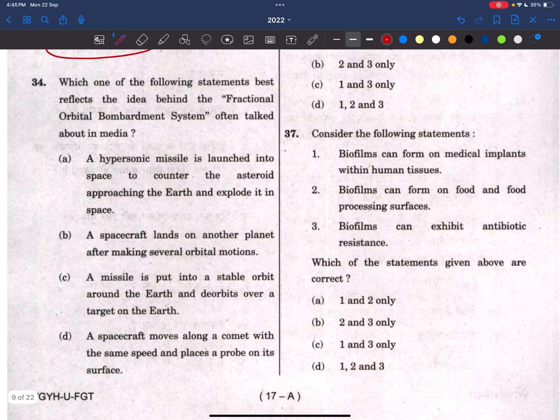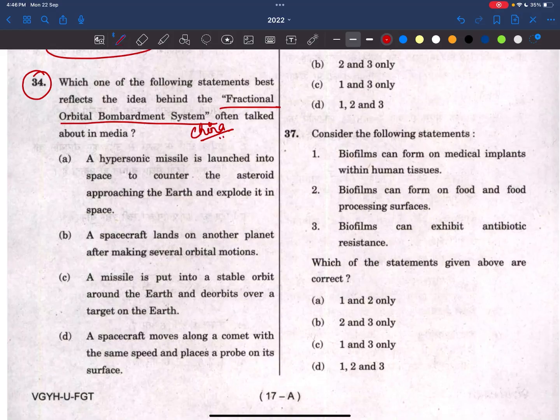Okay, let's go to the 34th question. Which of the following statements best reflects the idea behind the fractional orbital bombardment system? This is developed by China. What will it do? It will develop a warhead, which may be nuclear or non-nuclear. It will be sent into the Earth's orbit, and it will orbit some fraction of the Earth, not entirely. It will be launched into orbit and move to some extent. But people don't know on whose location it will fall. It will be maneuvering over that orbit until it is given a target. If it is given a target, it will fall directly on the target.